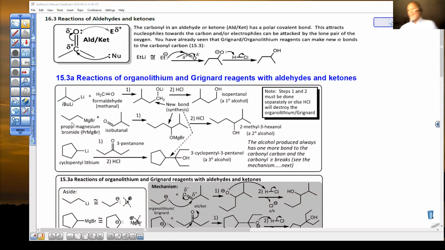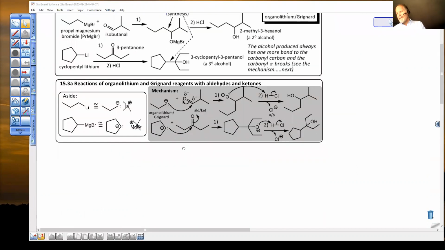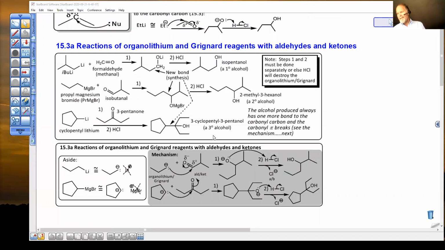Similar results are obtained with Grignard reagents. Grignard reagents having an anionic carbon that attacks a carbonyl carbon and makes a carbon-carbon bond. Here's our new propyl group. Here's the new bond. And you get an O-, which becomes OH. So all of this is review. In case you want to look at the mechanism, I copied it here too, but we're not going to go over that again. It's typically one of the students' favorite mechanisms because it's pretty straightforward. So we can make carbon-carbon bonds to aldehydes and ketones using Grignards and organolithium compounds.